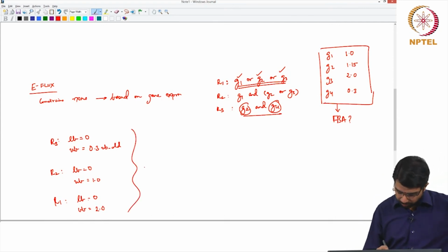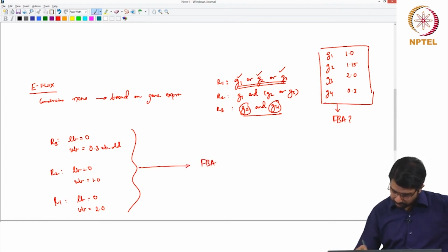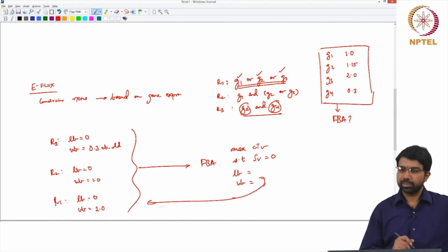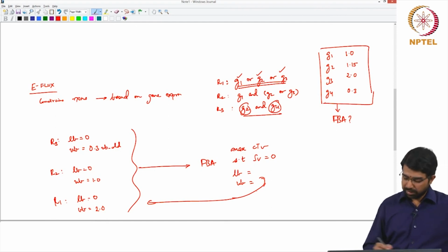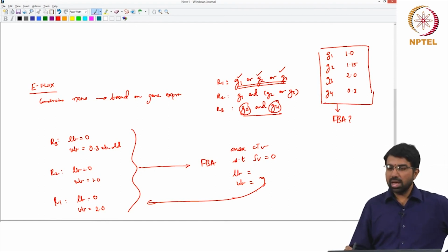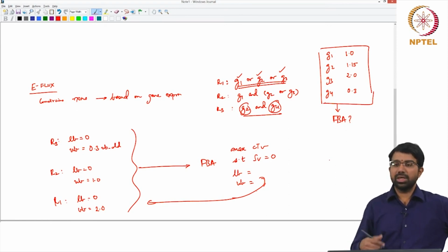So this way these constraints now go into FBA, which is basically maximize c transpose v such that Sv equals 0, and we have new LB and UB from here. These LBs and UBs are plugged into FBA, and this gives you much better solutions and a good handle to incorporate gene expression data.